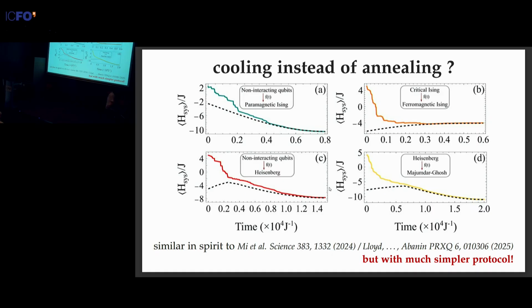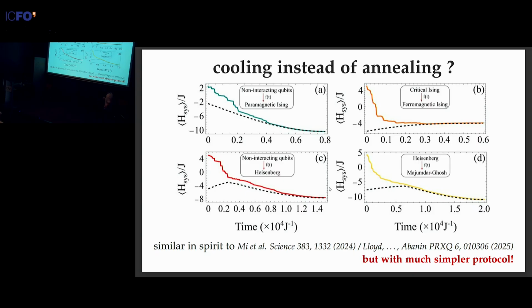And indeed, this is what you can do now, irrespective of the initial state, right? So in adiabatic annealing schedules, typically you start with non-interacting qubits, and then you can go to, let's say, a paramagnetic Ising model, or you can go from a critical Ising to a ferromagnetic Ising, from a Heisenberg to a Majumdar-Ghosh, from non-interacting to Heisenberg. It doesn't matter. But then, in the end, you ask yourself, is there any advantage in running the annealing schedule at all? And the answer is no.